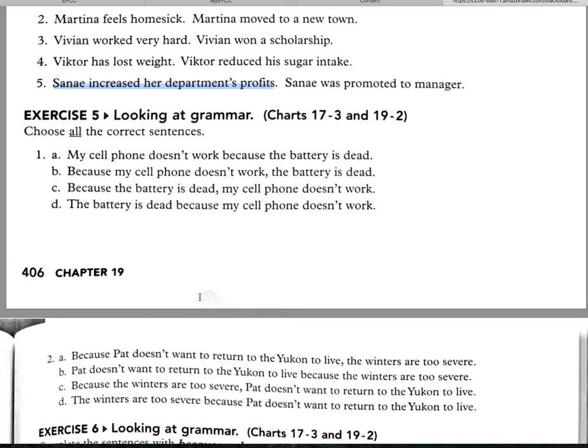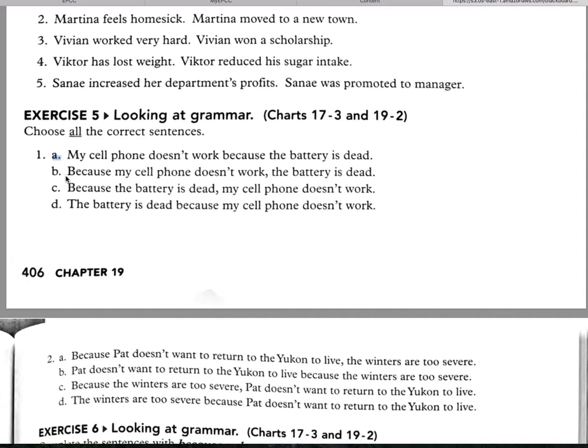Okay, let's look at number 1. A, my cell phone doesn't work because the battery is dead. Does that give you a cause and an effect? Yes. So A is correct. Look at B. Because my cell phone doesn't work, the battery is dead.